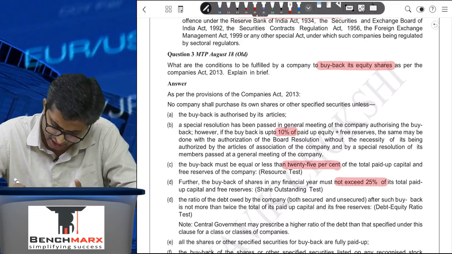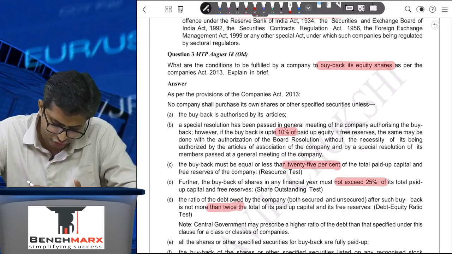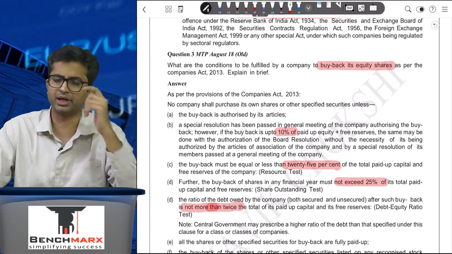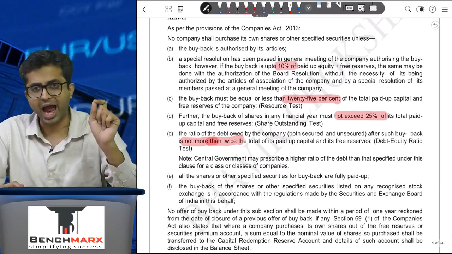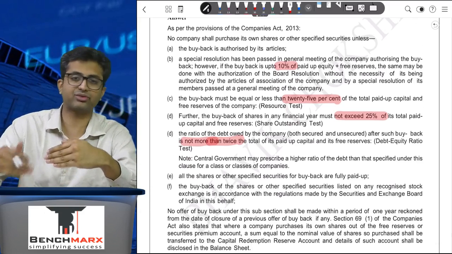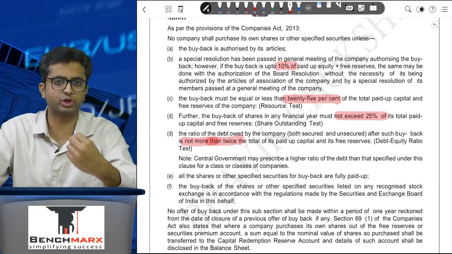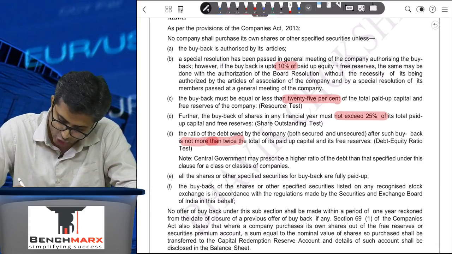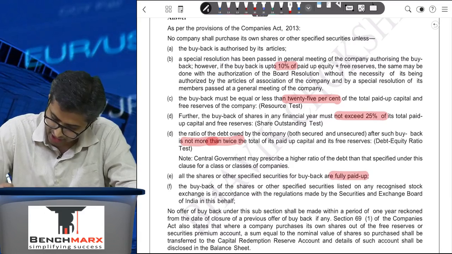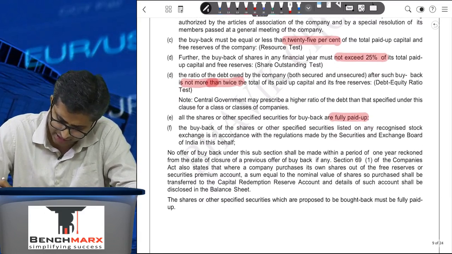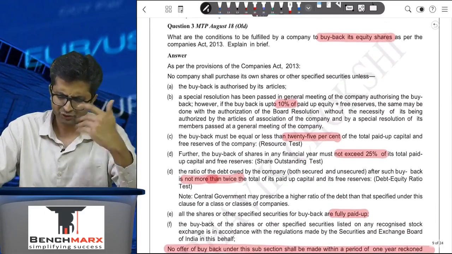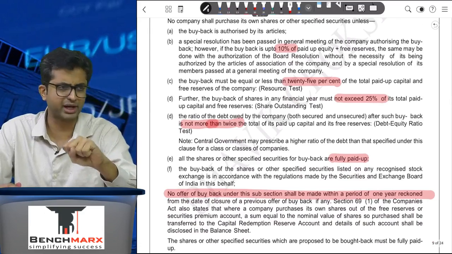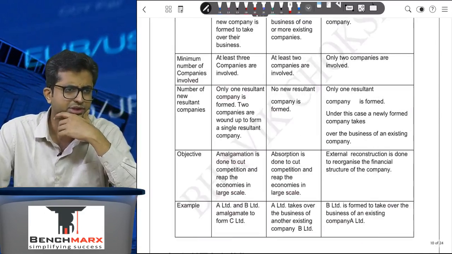Otherwise, you will have 25%, and the debt to equity ratio should not be more than twice the total paid up share capital. Apart from that, only fully paid shares can be bought back. And once a buyback is done, for the next 12 months, similar type of securities again cannot be bought back. So they have to be fully paid, and if they are listed, SEBI rules have also to be complied with. No offer of buyback shall be made within a period of 1 year. So these are the important points that I've highlighted over here for your reference.